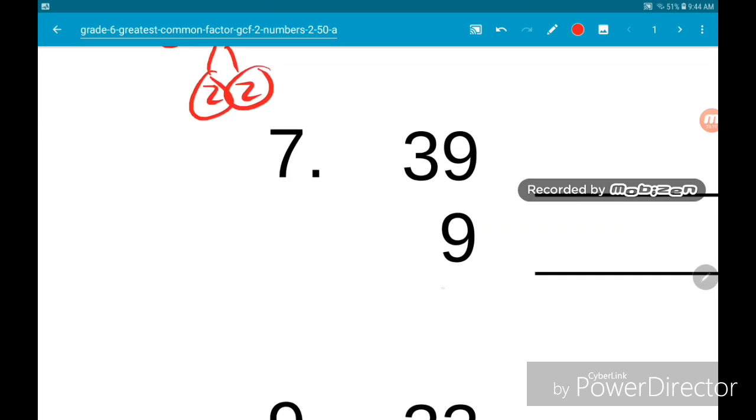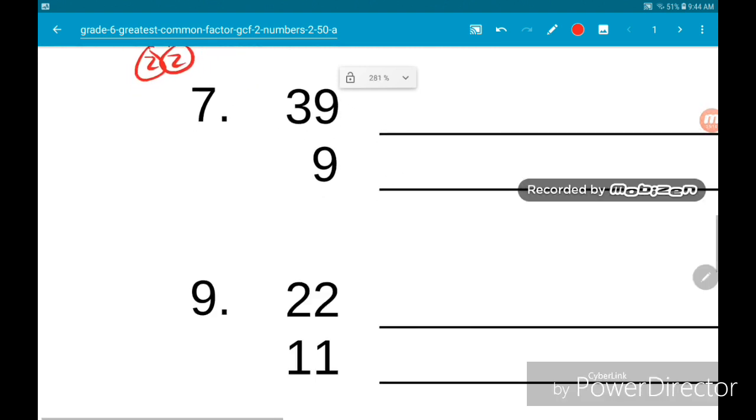For this one, I'm going to do 9 first, because I think 39 is weird. It's not even, it's not 0. What's the other trick we know? 9 plus 3 gives us what? Is 12 divisible by 3? Yes, so 39 is divisible by 3.